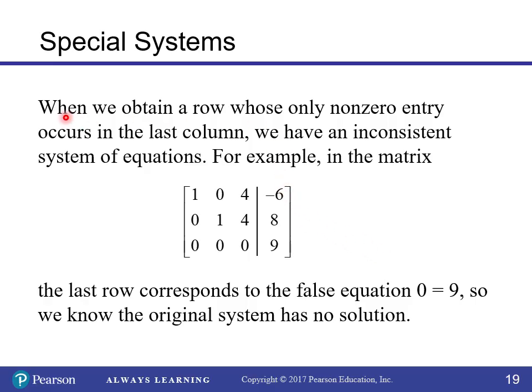Okay, so here it says, when we obtain a row whose only non-zero entry occurs in the last column, we have an inconsistent system of equations. Okay, so like we have here, if you get anything like this where it equals something that's not a 0, that doesn't mean that Z can be any number. This is saying that you have no Z's, but it equals 9. Okay, that's inconsistent. You can't have no Z's and then it equals 9. 0 can't equal 9. So in this case, there is no solution to the problem. Okay, so we'd have no solution.